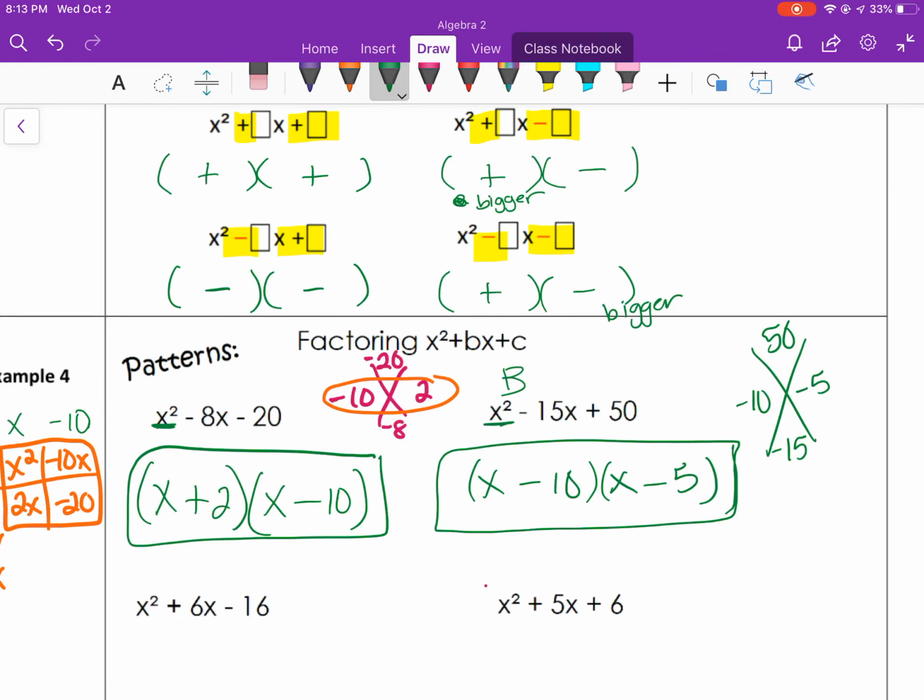Remember, you could always FOIL it back out to double check your answer. Throw it in the box, make sure it works out.